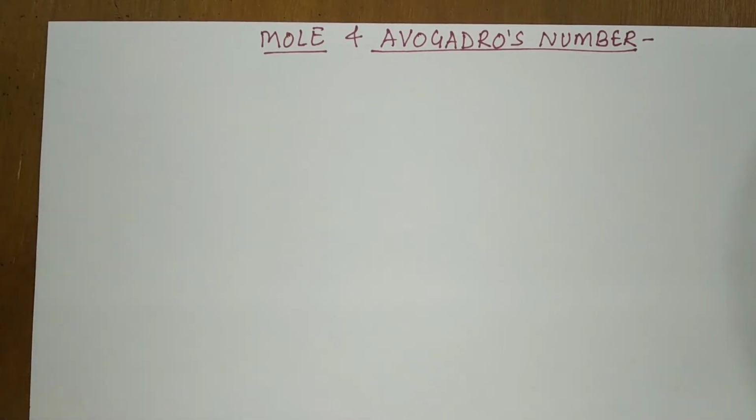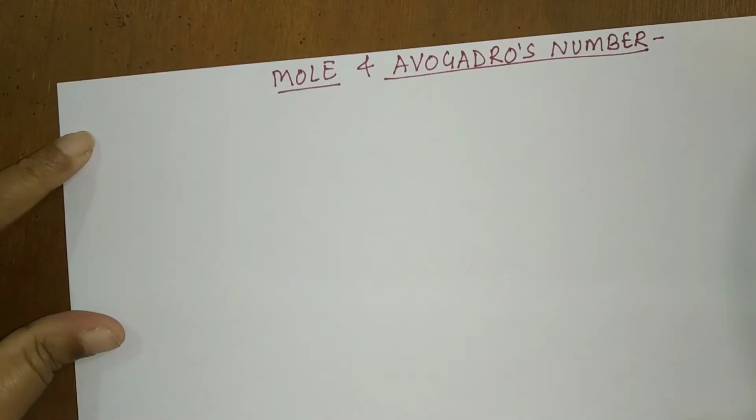Hello students. Here in this video we are going to see mole and Avogadro number. Expressing a large amount of a substance in terms of dozen or gross is easy. But to count or measure something which is in a very small amount, we use a quantitative adjective, that is mole, to express the large number of submicroscopic entities like atoms, ions, electrons which are present in a substance. So let us first see what is mole.